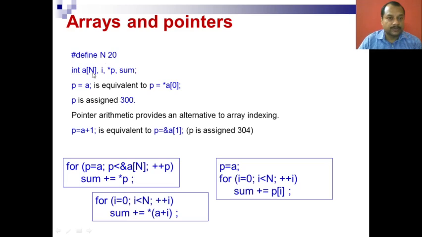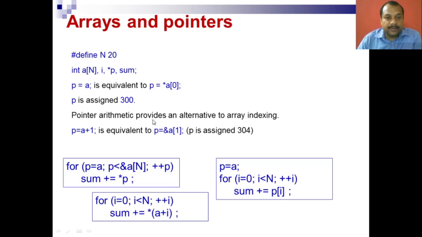So int a[20], int i, int *p, sum. p equals a, I am copying the base address of a and storing it in pointer variable p, which is equivalent to p equals &a[0]. I am sorry, there is a typo, so this will be ampersand a0. Now p is assigned 300. If p is assigned 300, it means the address is 300.